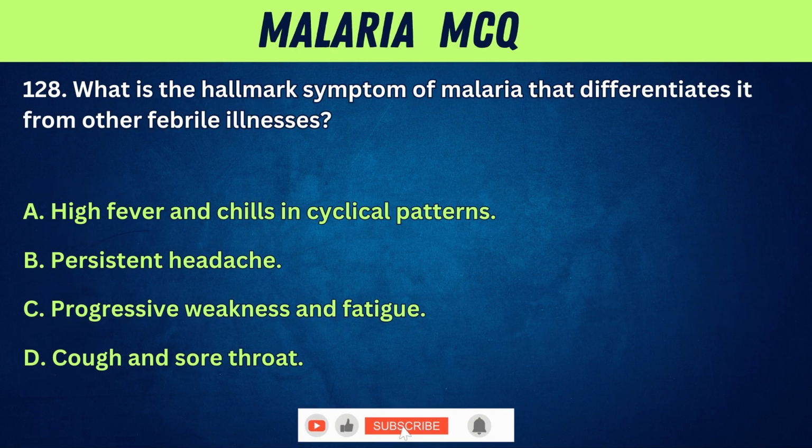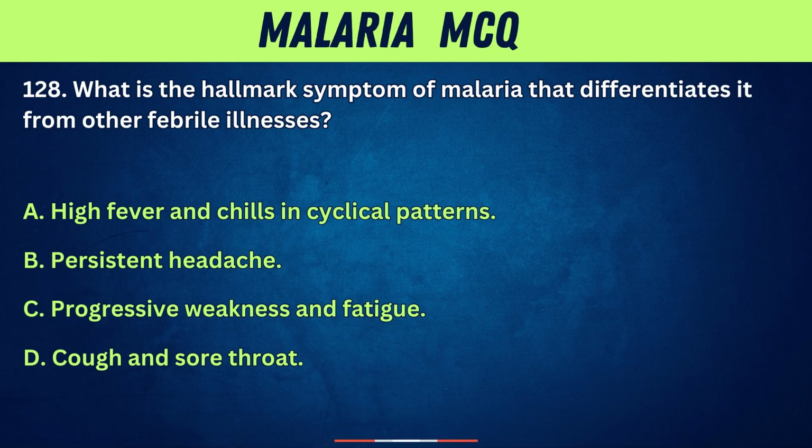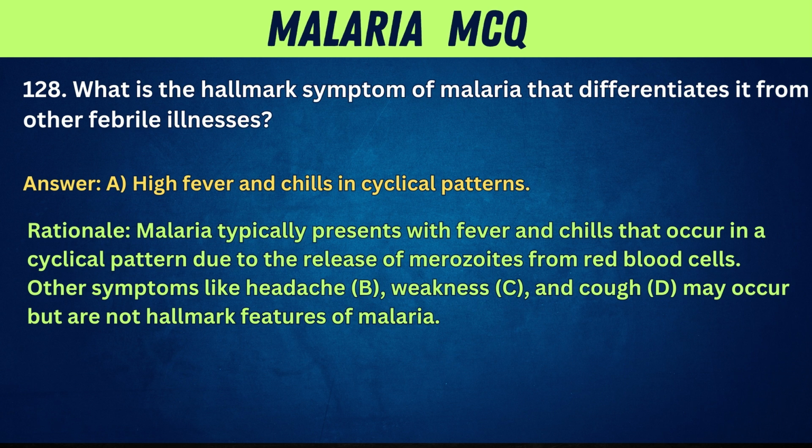128. What is the hallmark symptom of malaria that differentiates it from other febrile illnesses? A. High fever and chills in cyclical patterns. B. Persistent headache. C. Progressive weakness and fatigue. D. Cough and sore throat. Answer: A. High fever and chills in cyclical patterns.